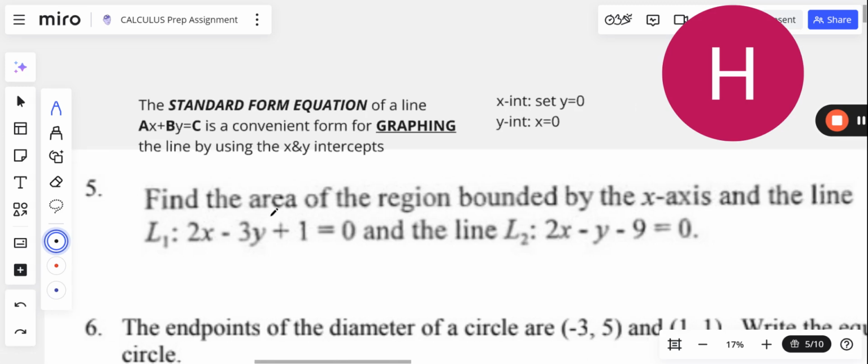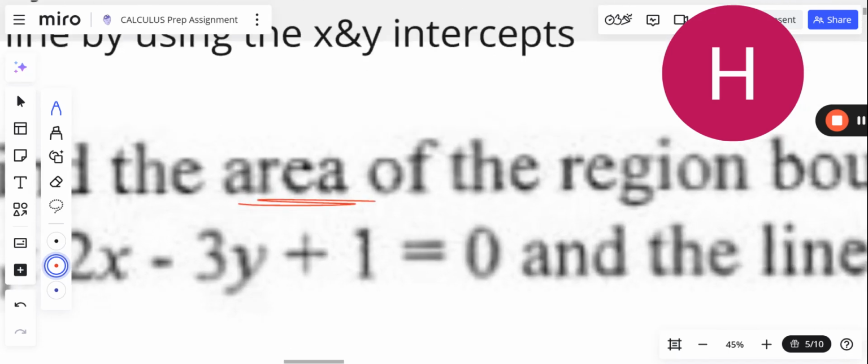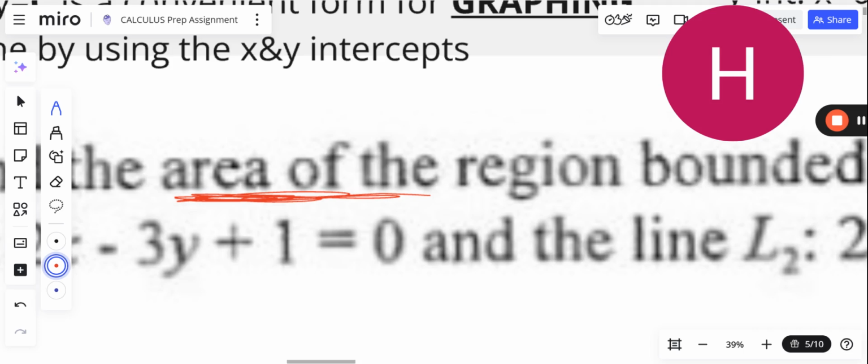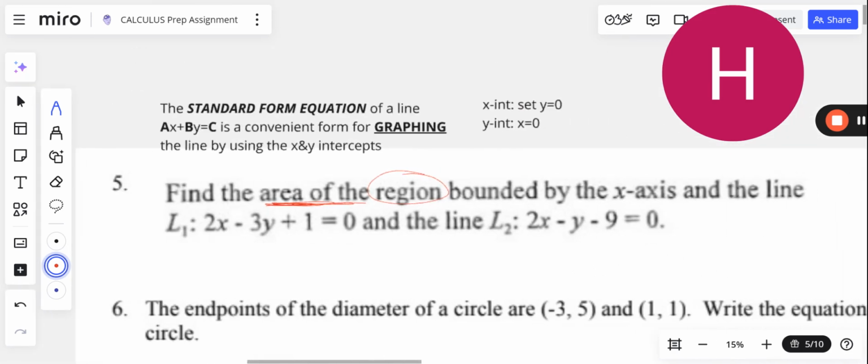Find the area. That is red alert. Red alert, red alert. The area. We're going to need the area formula of the region. It doesn't say what shape it is. We're going to have to figure out what shape it is. You can expect it's pretty much going to be some parallelogram or some kind of rectangle or some kind of triangle for the most part. It's usually not going to be a circular equation.